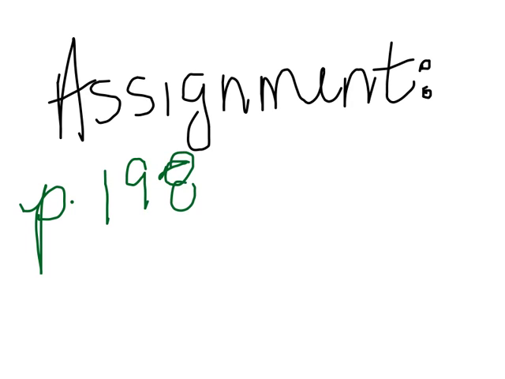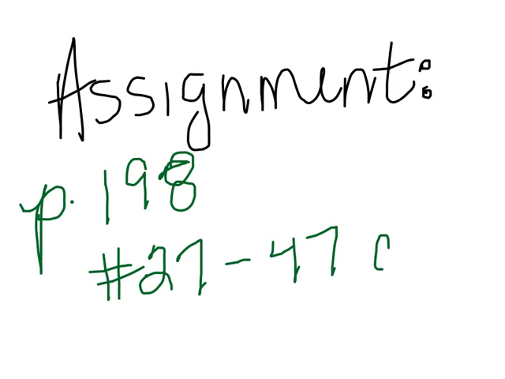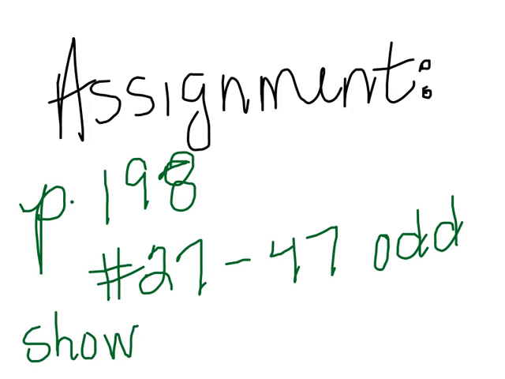All right, so your new assignment is also going to be on page 198. So we're going to just turn the page 1. And for once, we are actually going to do the odds. So 27 through 47 odd. So 27, 29, 31, and you need to show your work.